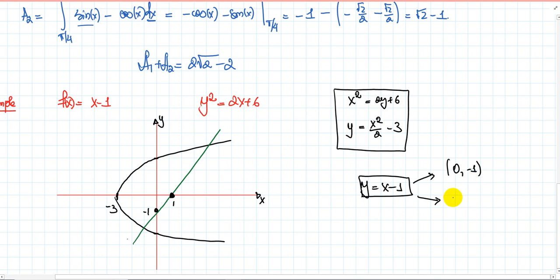So how to find the second point? Just equalize y to 0 and find x. So this will be 1, right? Now if you put the coordinates of this point into the equation, the left-hand side will be equal to the right-hand side, right? So if you put the two points and connect them, you will get the graph of the line. Okay? Now what we need to do is find the area between these two curves.